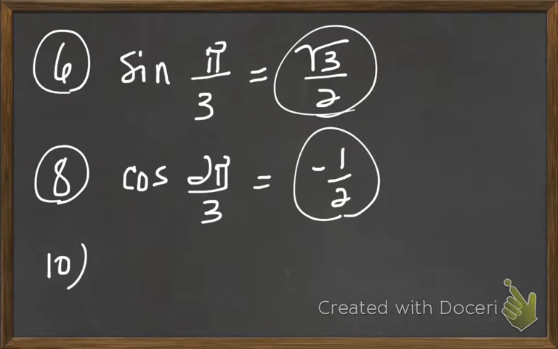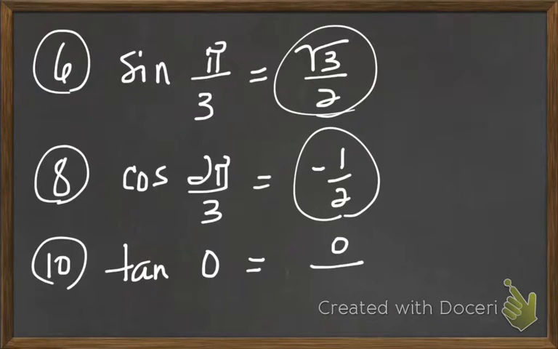Let's look at number 10. 10 is asking us for the tangent at 0 radians. Well, we don't have to rotate to get to 0 radians. What's the ordered pair at 0 radians? 1 comma 0. Tangent is y over x. So that would be 0 divided by 1. Is that 0 or undefined? 0. When do you get undefined? When 0 is on the bottom.